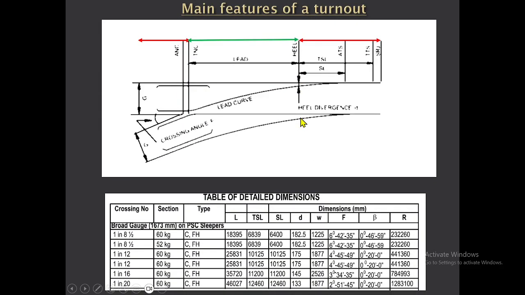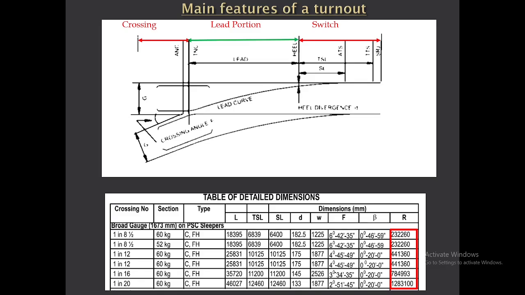And before that, this is something about the points and crossing. I just want to display here the radius. Sometimes they may give the radius of the turnout. If it is not given, they may simply say 1 in 8.5 points and crossing on a curve, or 1 in 12, like that. In that case, you have to use this radius.